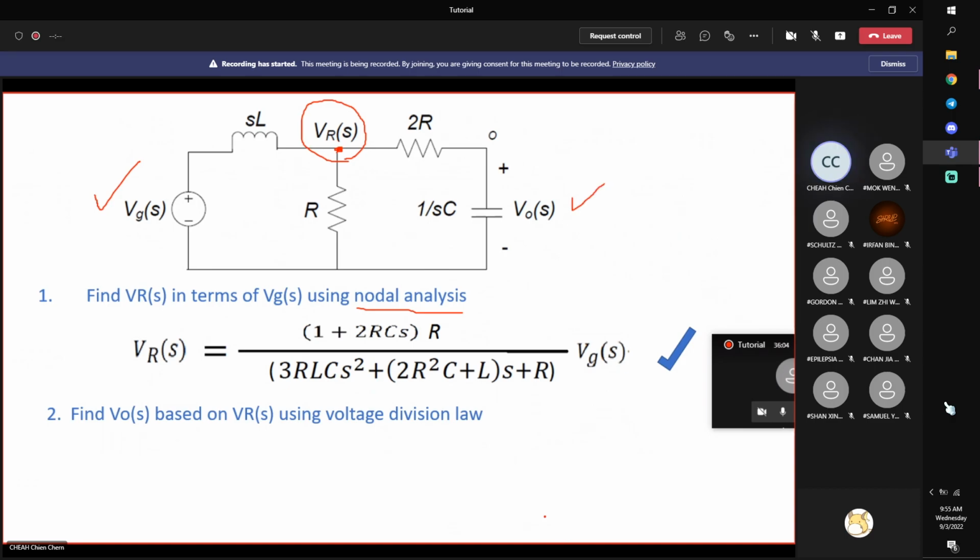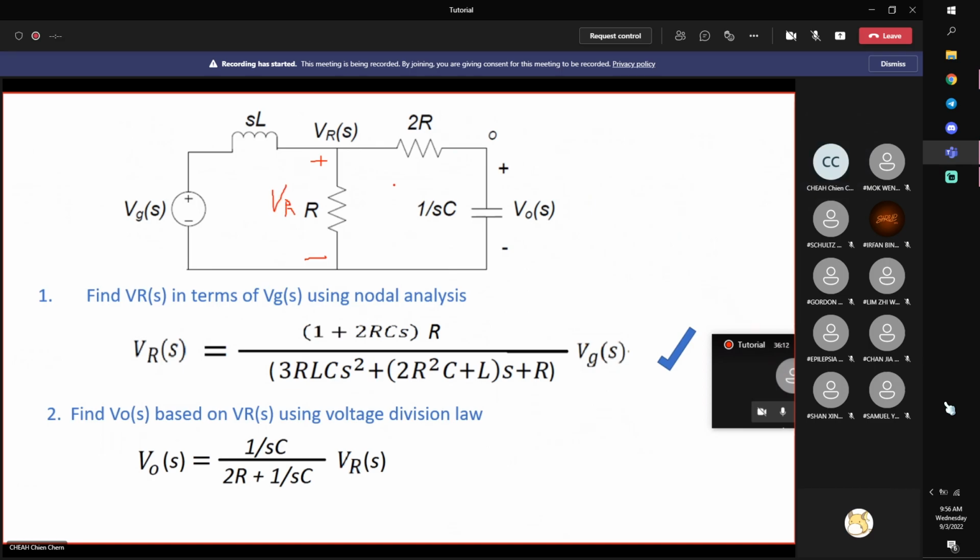Okay, then, after you found this, relate this to the output voltage. It can be done using voltage division law, because VR is this voltage, the voltage across the resistor. And then VO is the voltage across the capacitor, right? So voltage division law says that if you call this Z1, this Z2, voltage division law says that VO is Z2 divided by Z1 plus Z2 multiplied by VR. Right? So Z2 is 1 over SC, Z1 is 2R.